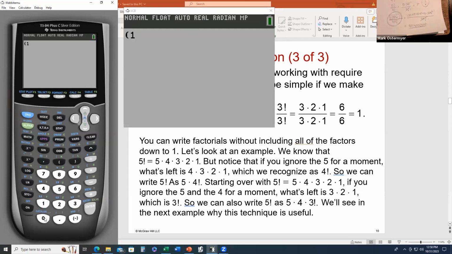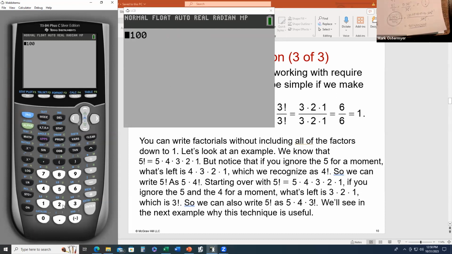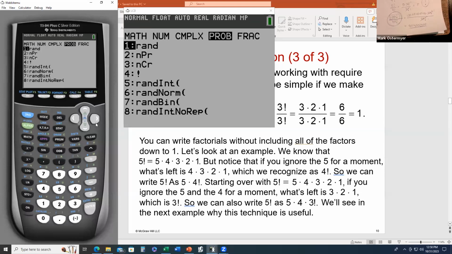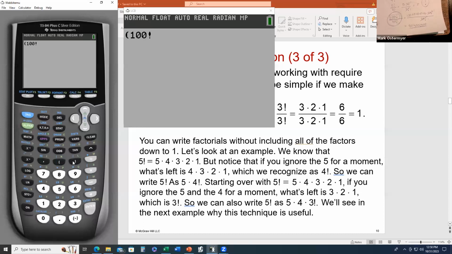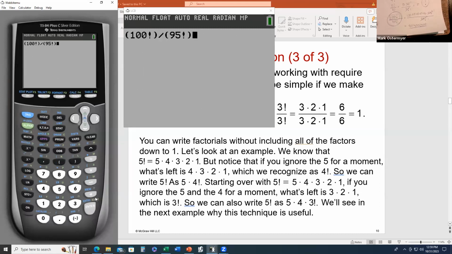100 factorial. I hit my stat button. Wrong. Try that again. 100 factorial. I have to hit my math button, then go over to my probability menu, PROB, and there's the factorial waiting for me down there. 100 factorial divided by 95 factorial. So math, probability menu, go down and grab the factorial function. Enter.